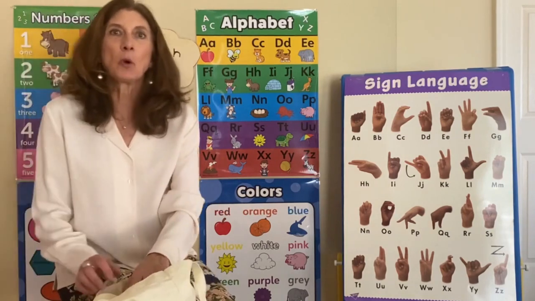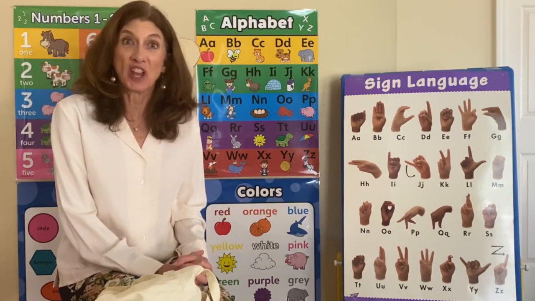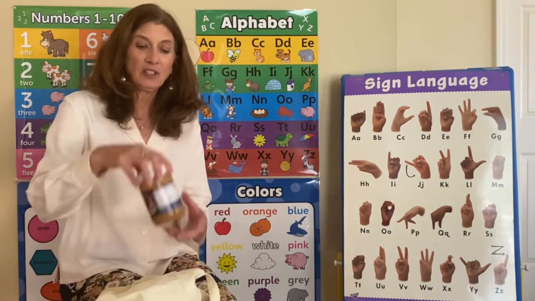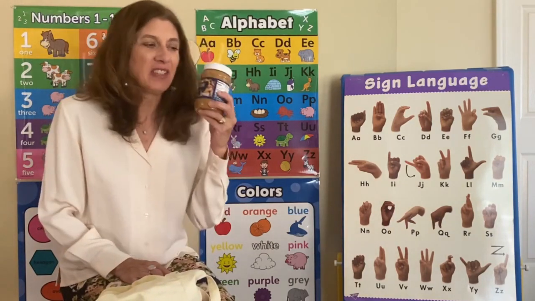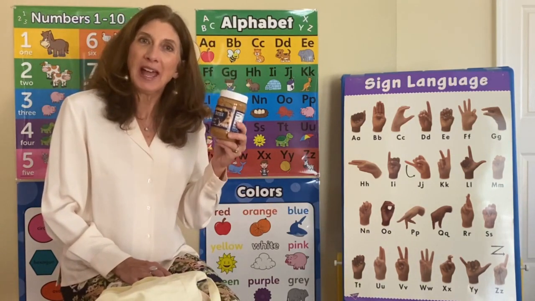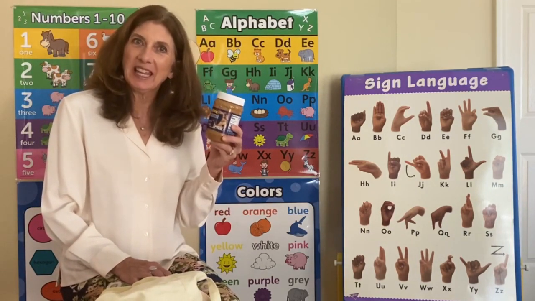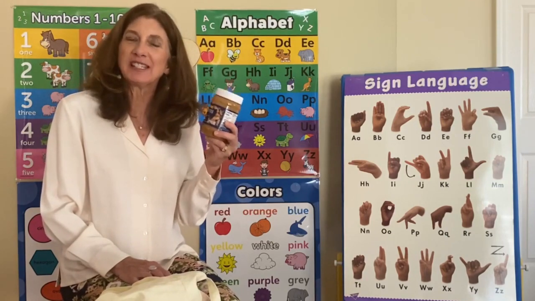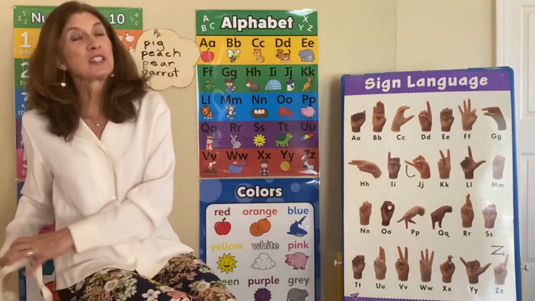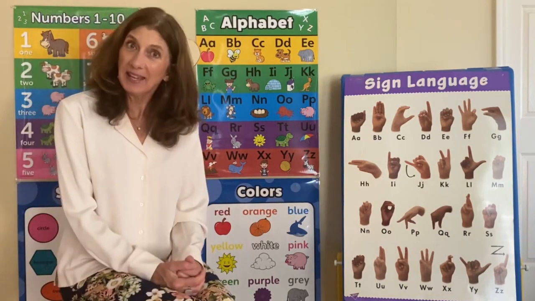And let's see, I have one more. This is something you might add with jelly and eat in a sandwich. It's called peanut butter. This is peanut butter that you can add on your bread with your jam or jelly and have a peanut butter and jam or jelly sandwich. Peanut butter starts with P. So those are just some things that start with the letter P.